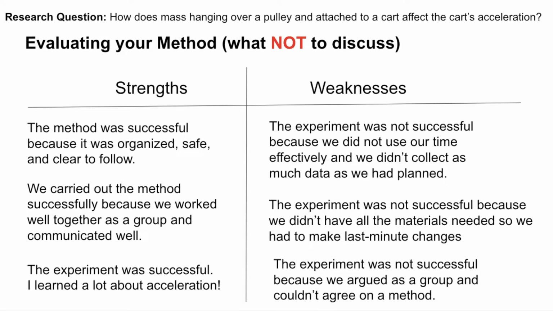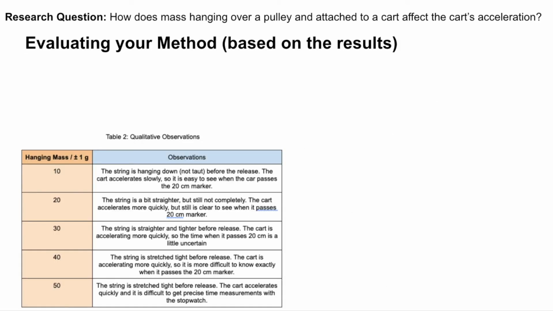What we do want to do is look at our experimental results and data and figure out what they tell us about the strengths and weaknesses of the method. So now let's focus on what you should do. You should evaluate your method based on the results and data that you collected. And I want to revisit qualitative observations here because often students ignore these and think that they're not important, but they can be a very, very useful source for finding errors in your method.